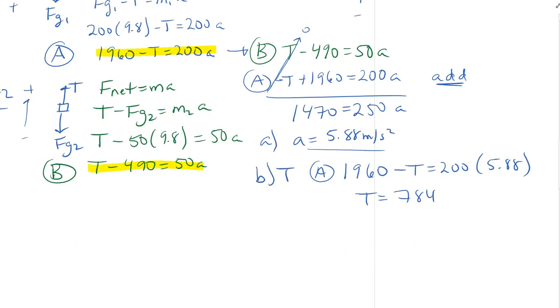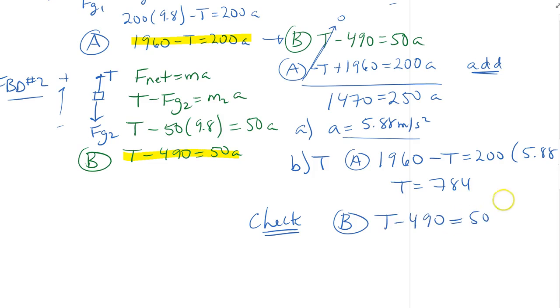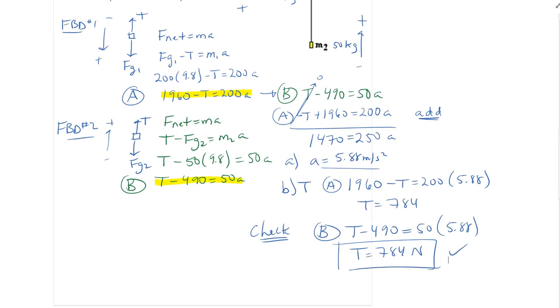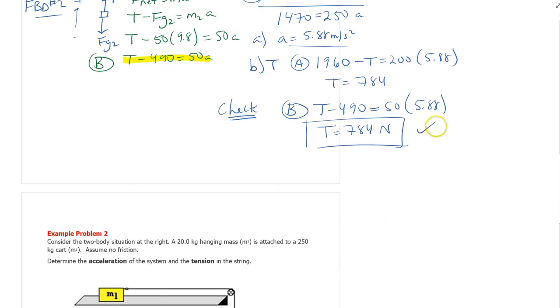784. And just like before, in part B, we can do a check. We can use equation B and do the same thing. And we say T minus 490 equals 50 times, and we found out what A was. And we get the same answer. T is equal to 784. I'll put newtons around it this time. So my check works out. Okay, so we solved the same question two different ways, and we got the same answer, so that's kind of nice.